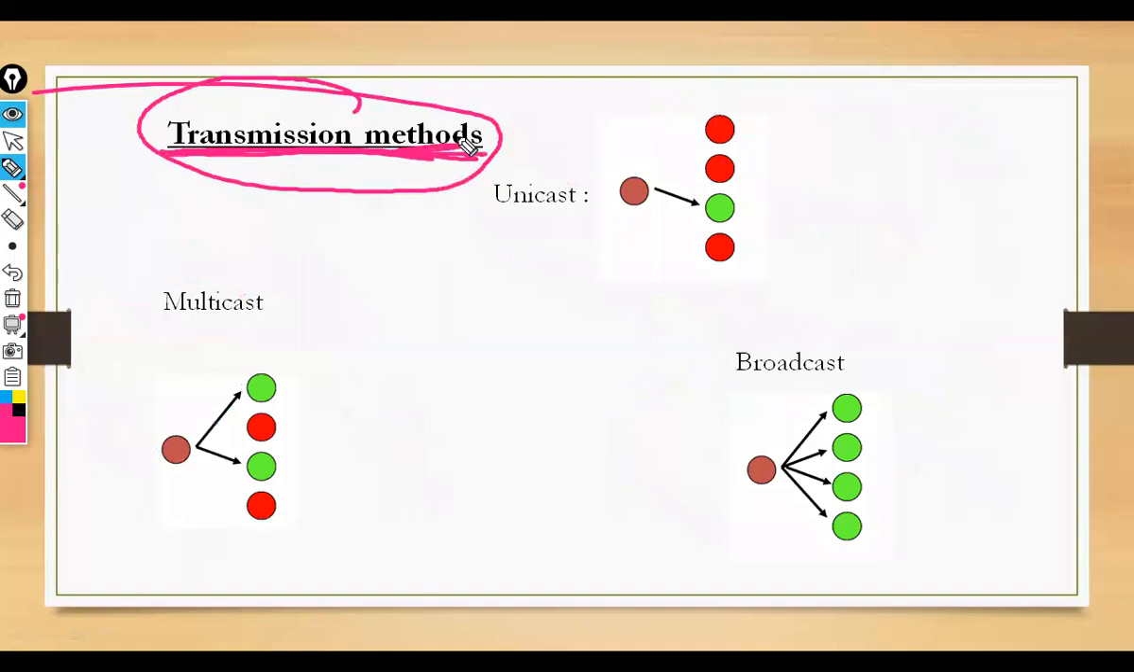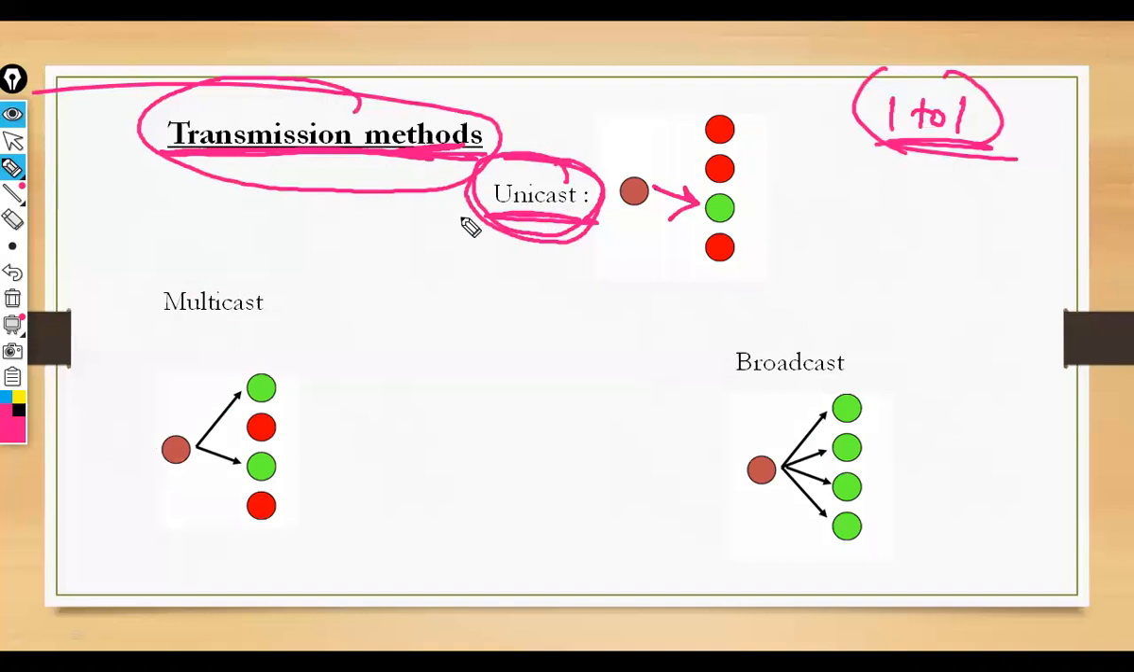Transmission methods. The first is called unicast. Unicast transmission is one-to-one transmission from one machine to a single machine. That is called unicast transmission. Now the second one is called multicast transmission.